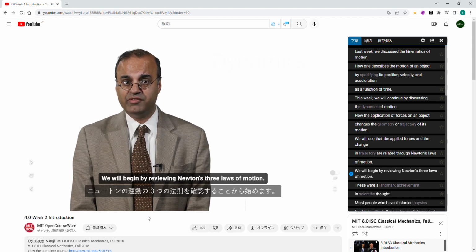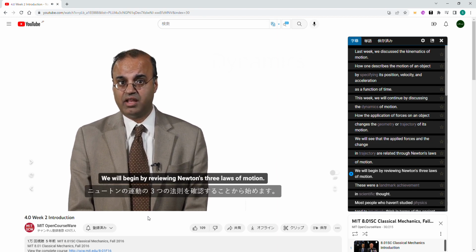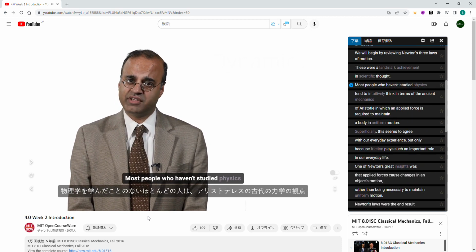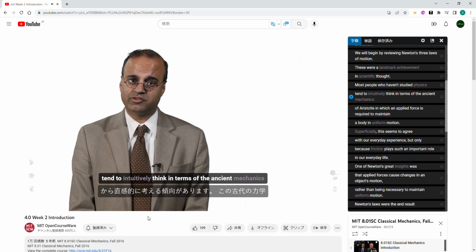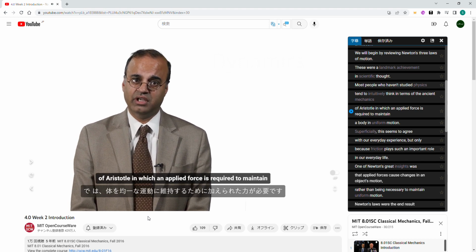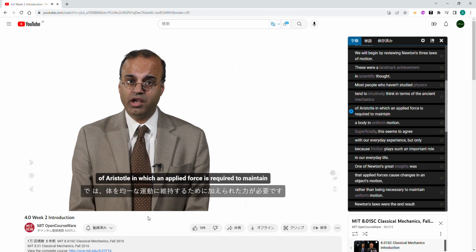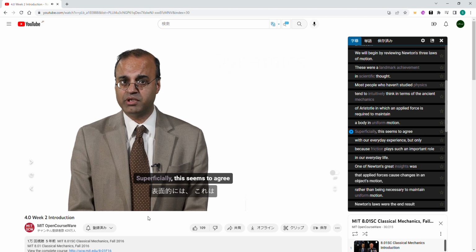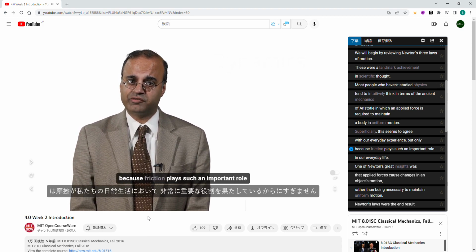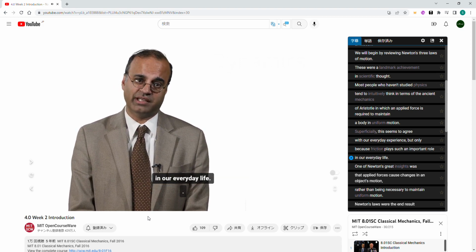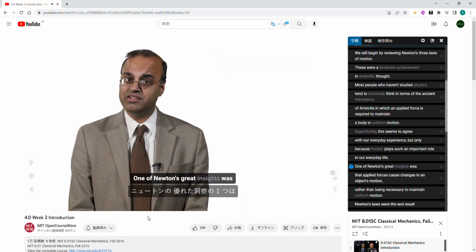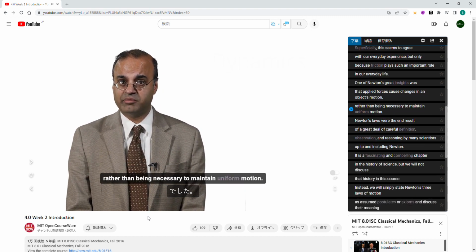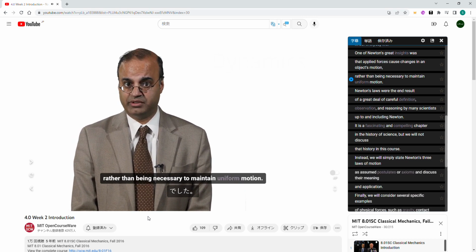We will begin by reviewing Newton's 3 laws of motion. These were a landmark achievement in scientific thought. Most people who haven't studied physics tend to intuitively think in terms of the ancient mechanics of Aristotle, in which an applied force is required to maintain a body in uniform motion. Superficially, this seems to agree with our everyday experience, but only because friction plays such an important role in our everyday life. One of Newton's great insights was that applied forces cause changes in an object's motion rather than being necessary to maintain uniform motion.